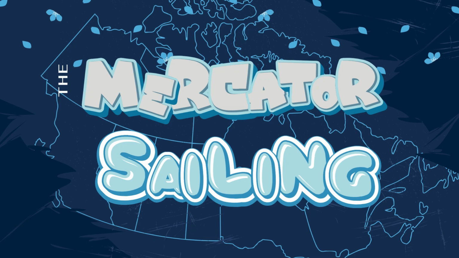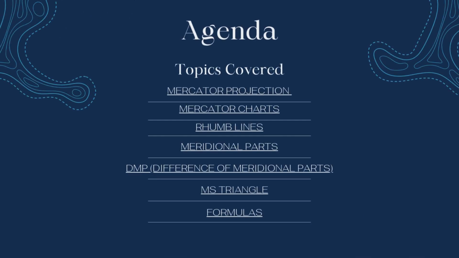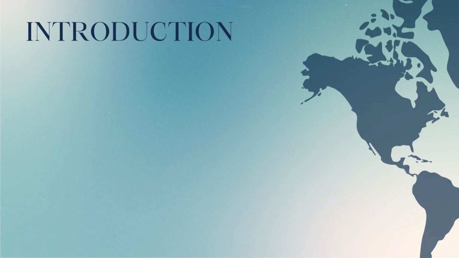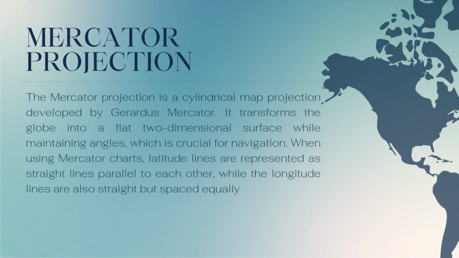So, good morning everyone. Today, we're gonna explore Mercator Sailing, a key navigation technique used by sailors worldwide. This method is based on Mercator projection, a specialized type of map designed to help plot courses accurately across the curved surface of the Earth. The goal here is to keep navigation straightforward by using lines and angles that remain constant even in a flat map. Our agenda is to discuss the Mercator projection, Mercator charts, rhomb lines, meridional parts, DMP or difference of meridional parts, the triangle, and the formulas that are involved in Mercator sailing. So that is the overview of our topic.